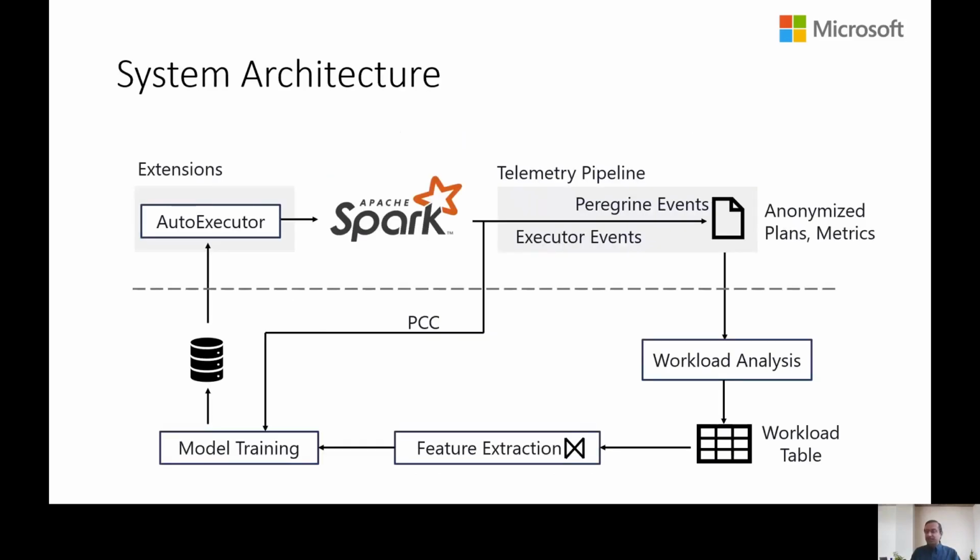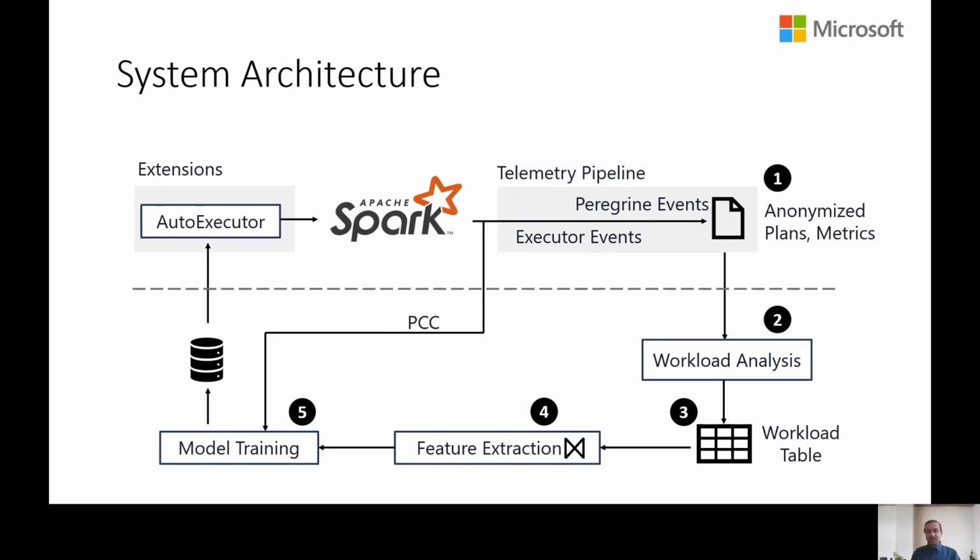This shows an overview of our system architecture. We use the Peregrine framework to collect anonymized plans and metrics from query executions. Then the workload analysis step updates the workload table with the query characteristics. The feature extraction step extracts feature values from the workload table for model training. The model training step also uses the PCC parameter values from the training data set as labels.